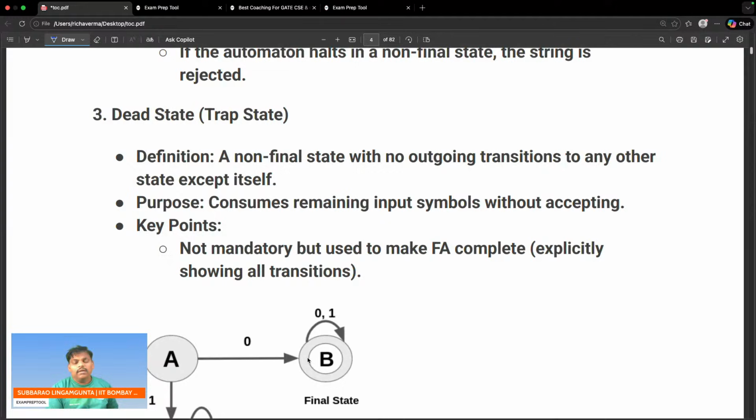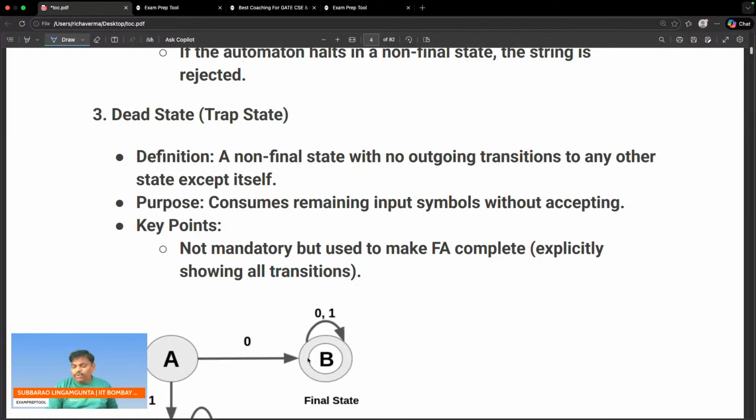It is something like in human life. A person who is dead is nothing but a dead state. Behavior-wise, both are similar. Another name for the dead state is the trap state. Remember, the dead state is a non-final state. But what is the difference between a normal non-final state and a dead state? Non-final is like a patient. But a dead state is a patient who is already dead. A patient, if you give proper medicine, will be all right. But dead state means he is already dead.